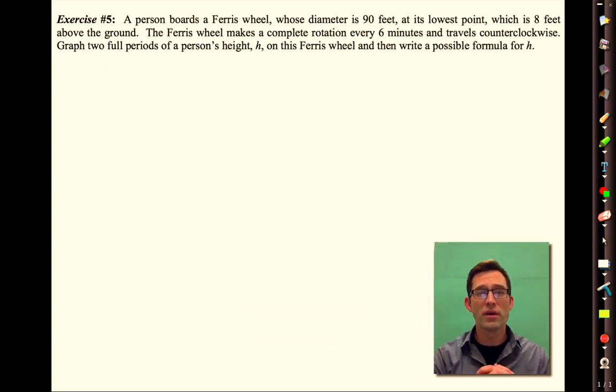Okay, so now what we're going to do is some real modeling. We're going to take a physical scenario that is periodic in nature, meaning that it repeats itself, and try to model it with one of these sinusoidal curves. So let's take a look at exercise 5.